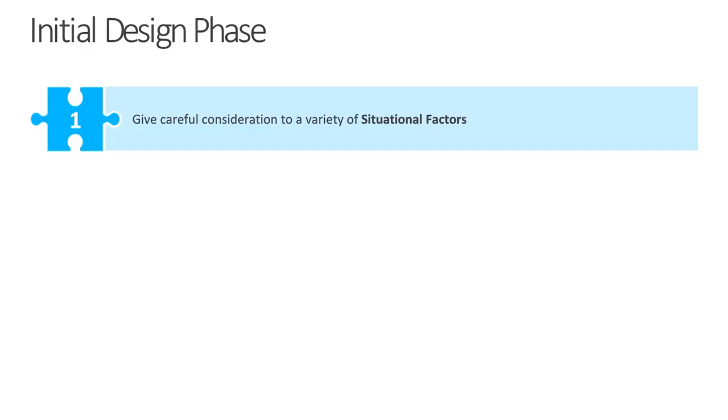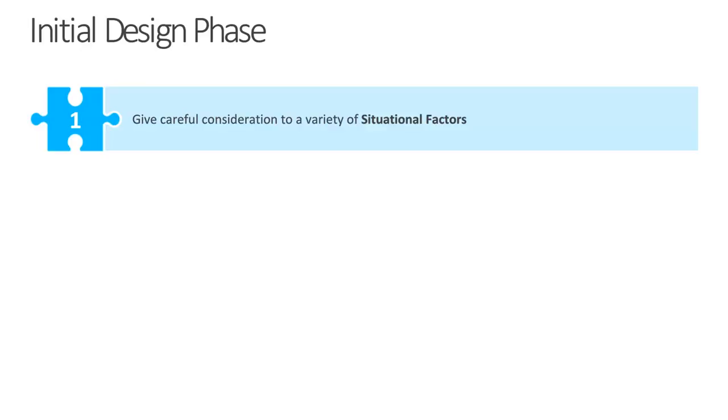Let's take a look at the first step. Step 1. Give careful consideration to a variety of situational factors. What is the special instructional challenge of this particular course? What is expected of the course by students, by the department, by the institution, by the profession, and society at large? How does this course fit into the larger curricular context?